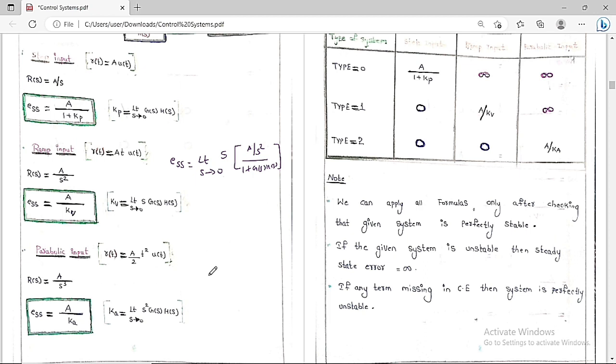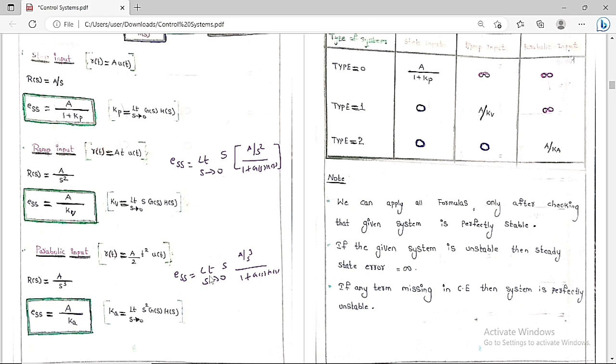Then the steady state error formula. We have just now discussed e_ss is equal to limit s tends to 0, s into E of s. E of s is nothing but R of s by 1 plus G of s H of s. R of s is A by s cube. Then 1 plus G of s H of s. So here we are going to get s cube plus s cube. If you take s square downward, you are going to get s square plus s cube G of s H of s.